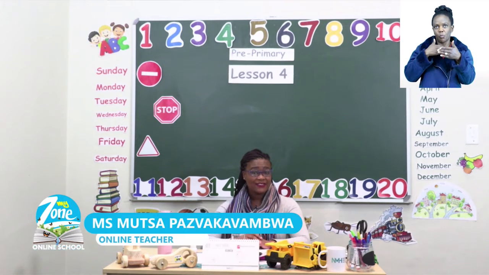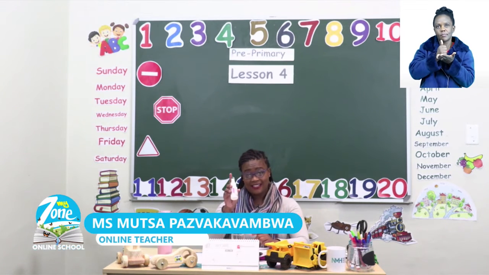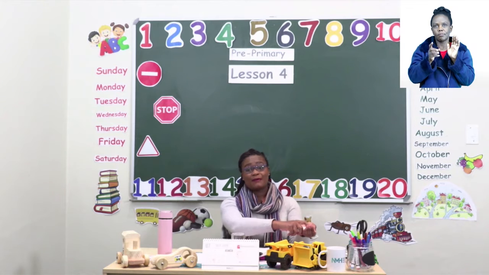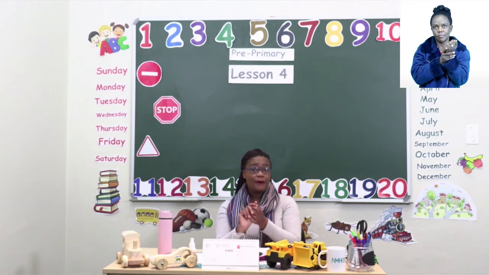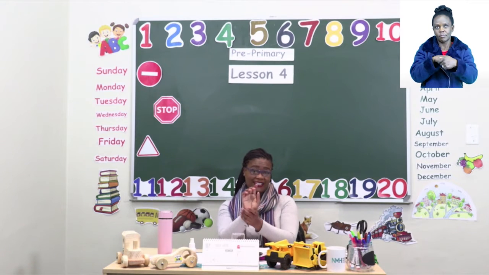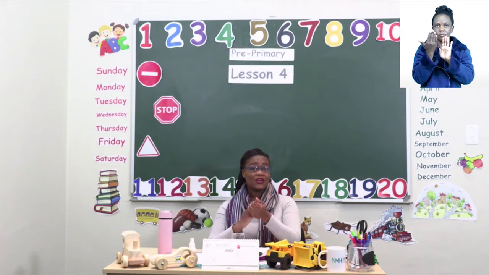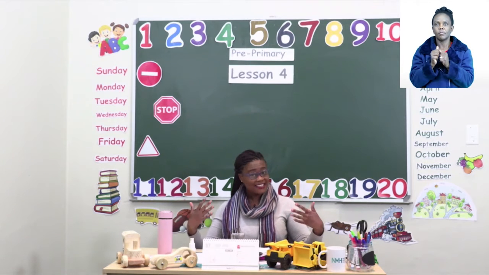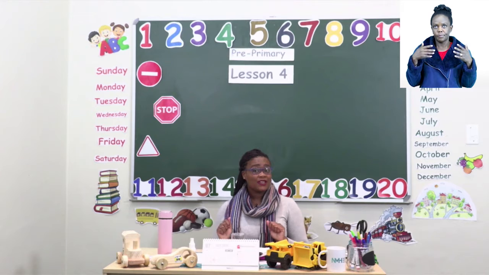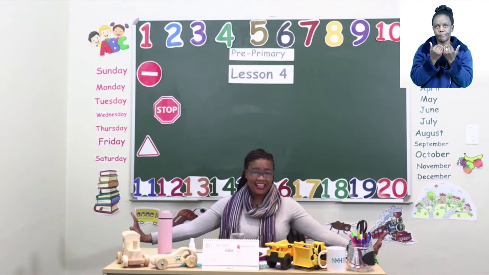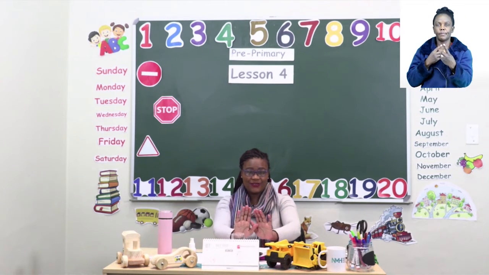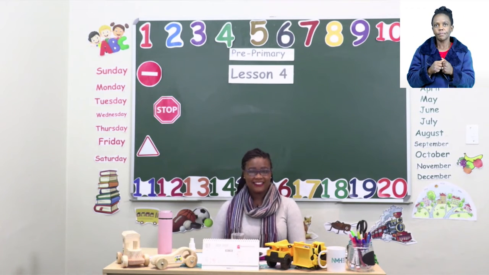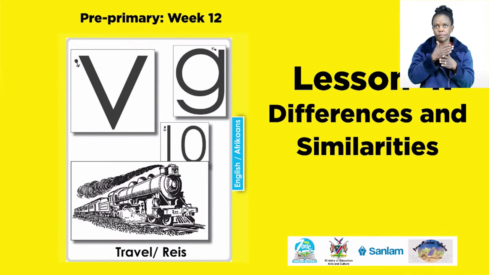Before we get into this lesson, we must sanitize our hands. Remember, when we sanitize our hands, we are not only protecting ourselves, but we are protecting the people around us. And we must make sure that our hands are dry before we touch anything else. It's also important to check your social distancing by using your hands to your side and in front of you. Well done. Our lesson today is differences and similarities.